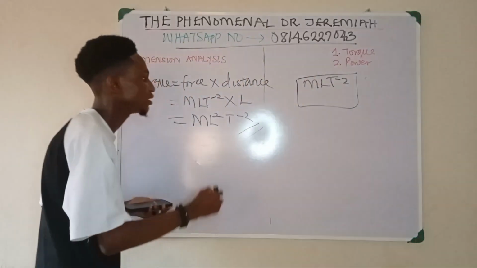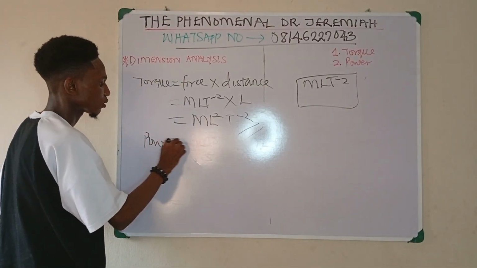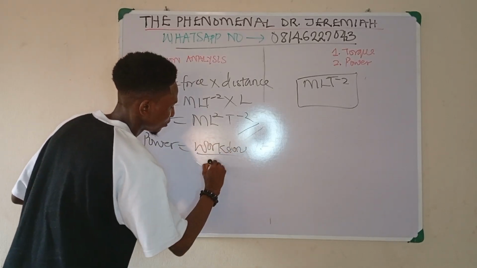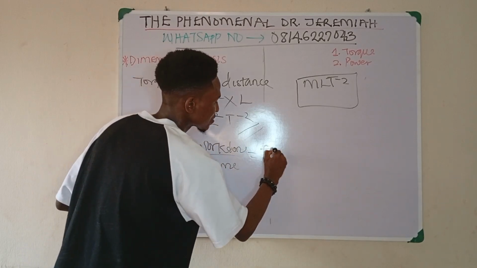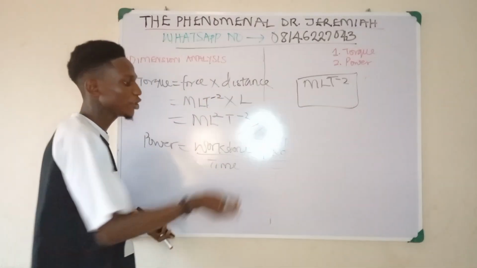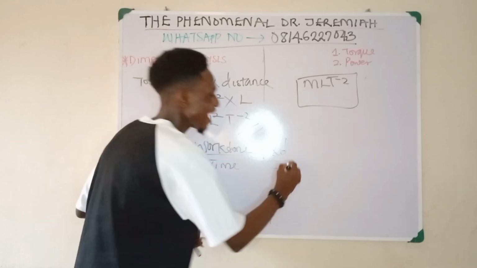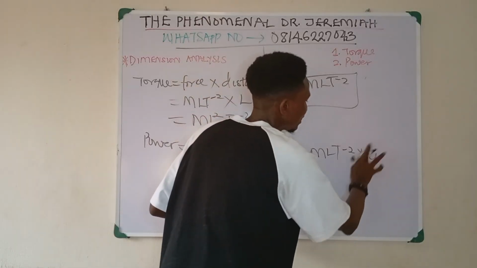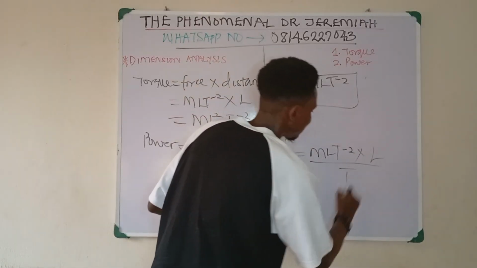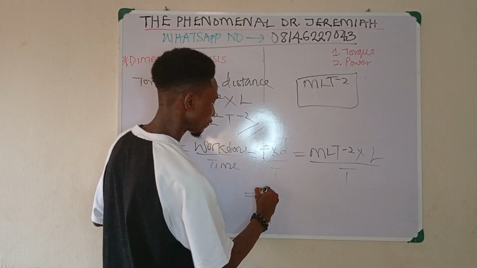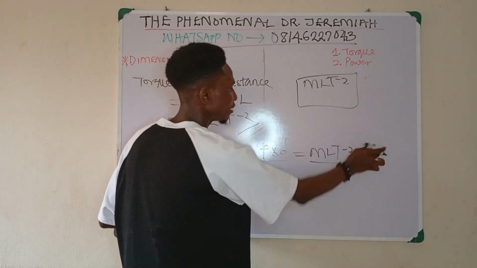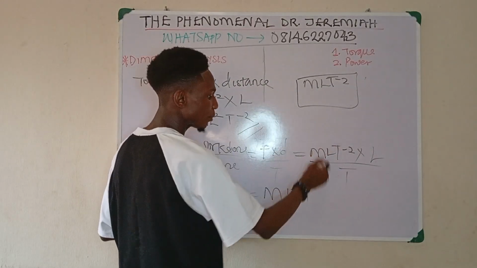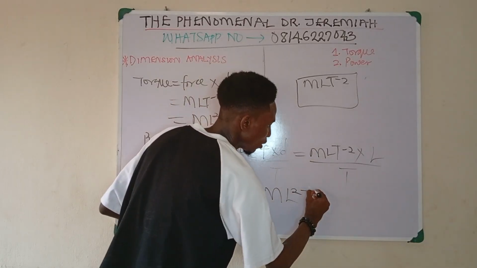Now let's quickly try power. Power is work done over time. What is work done? Force times distance, over time. You see, I don't need to start deriving the dimension of force again. I know that it's MLT^-2 times distance. Distance is represented as L, time as T. Now I can do my basic derivations from indices: L times L gives me L squared. T raised to the power minus 2, when I bring the time up, becomes T to the power minus 2 minus 1, so it gives you minus 3.